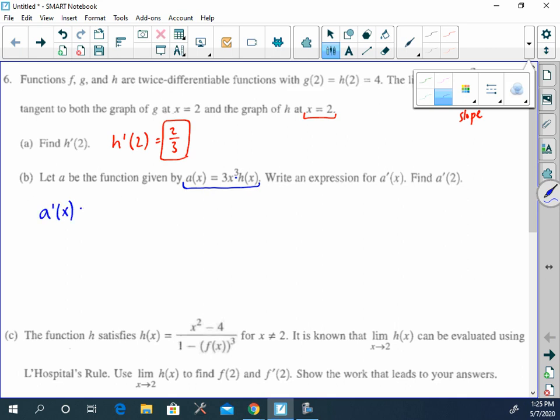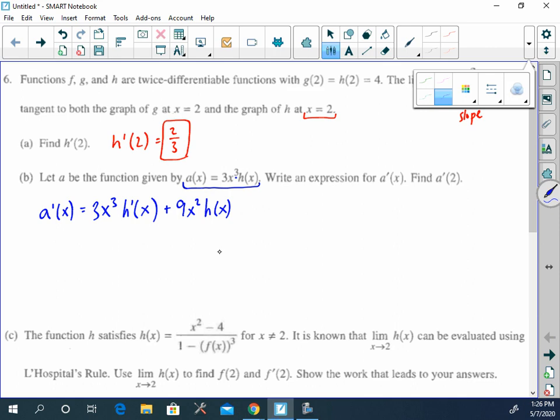So if we want the derivative, we're using our product rule. I'm going to leave the 3x cubed alone first, and then times the derivative of this, which would be h prime of x, plus, and then I'm going to leave the h of x alone. Whether you do that in the front or you wait and do it in the back, it's up to you. But I'm leaving h of x alone, and then the derivative of 3x cubed is going to give us 9x squared. So that's an expression for the derivative.